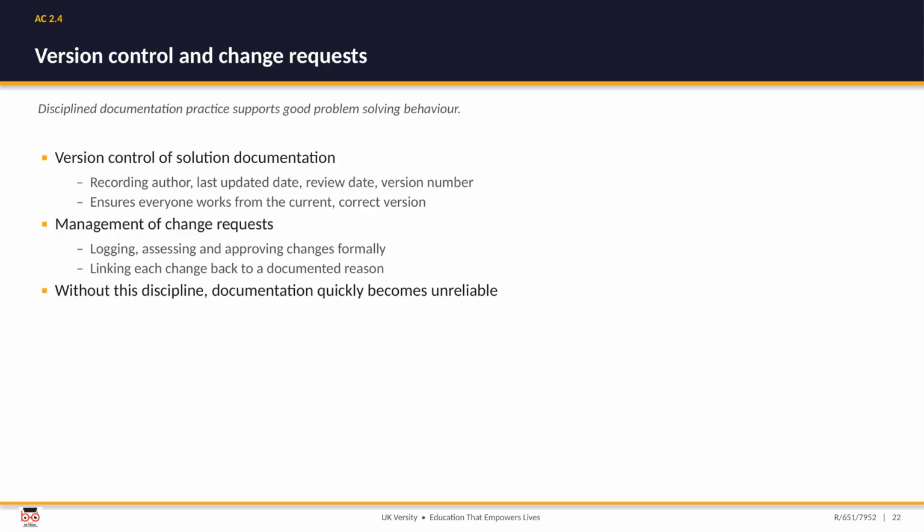Version control of your solution documents means recording the author, the last updated date, the review date, and the version number, so everyone is genuinely working from the current, correct version rather than an old copy. Managing change requests means logging, assessing, and formally approving each change, and tying everyone back to a documented reason. Without that discipline, documentation drifts out of date quickly, and once people stop trusting it, they stop using it.